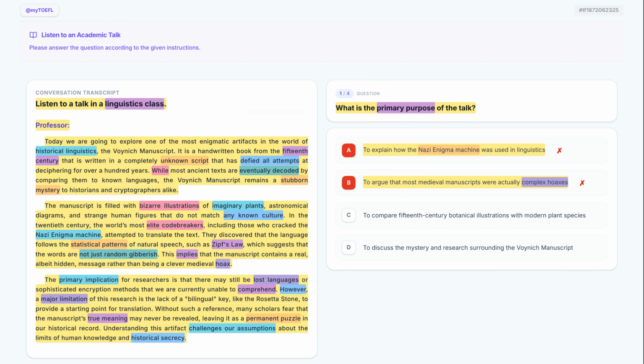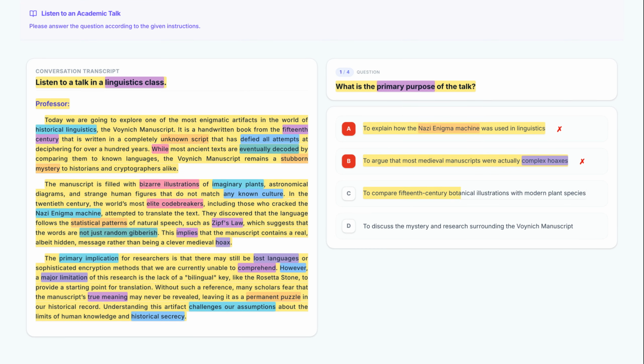Here is option C. Let's see if it fits. To compare 15th century botanical illustrations with modern plant species. While the talk mentions botanical illustrations, it describes them as imaginary plants rather than comparing them to modern species. This is a distractor.